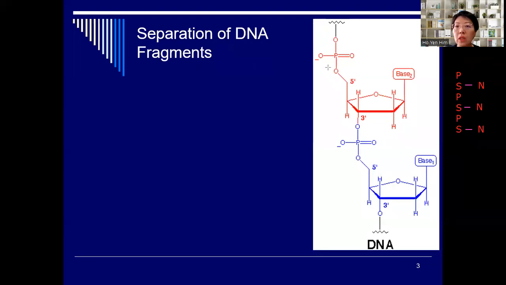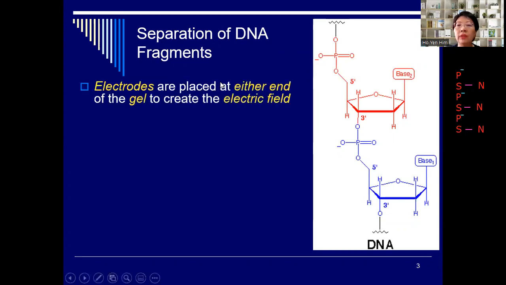For the phosphate, the O that has not formed any covalent bond with another atom will be charged. So it's negatively charged. Every phosphate in the sugar-phosphate backbone is negatively charged. So the entire DNA molecule is highly negatively charged because all the phosphates are negatively charged. Because DNA is negatively charged, we can separate them based on their charge.